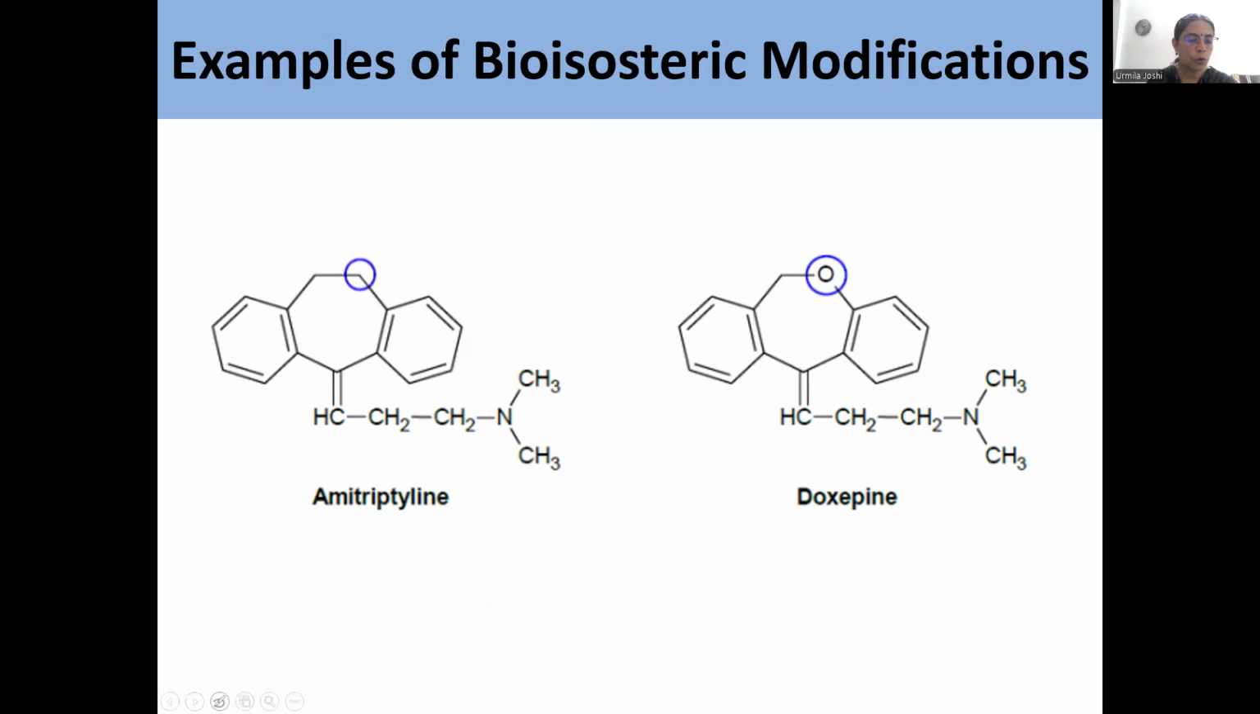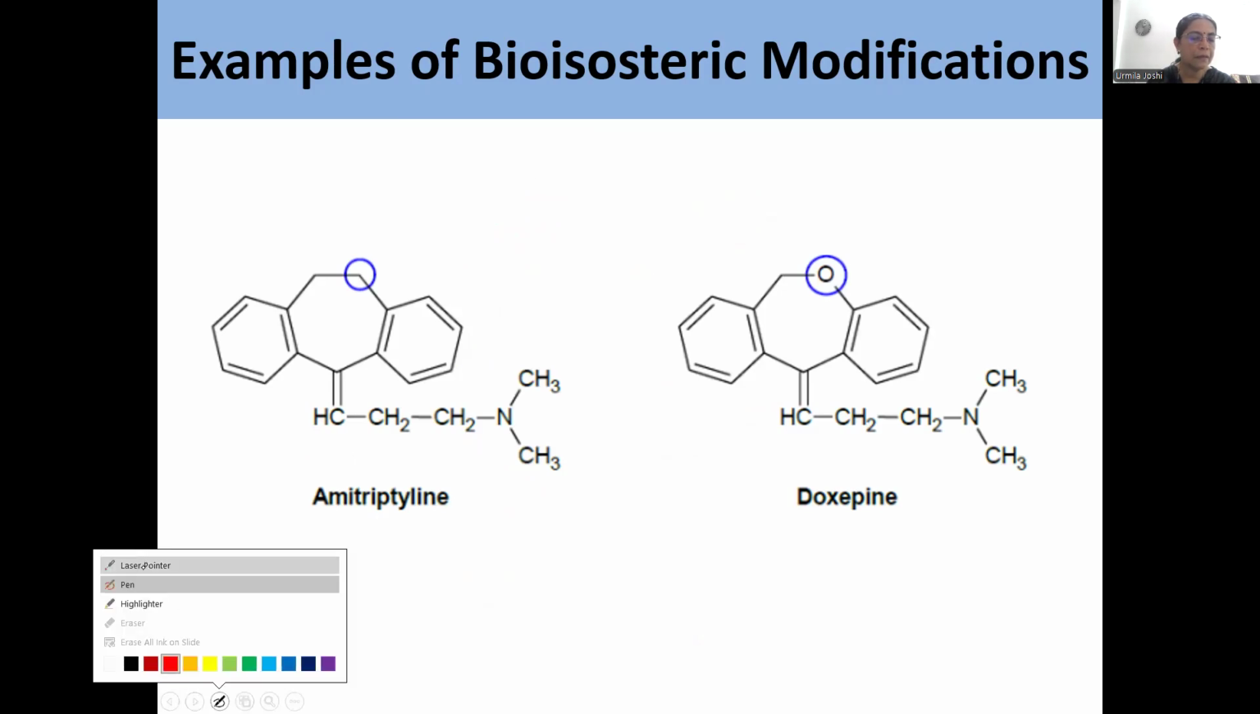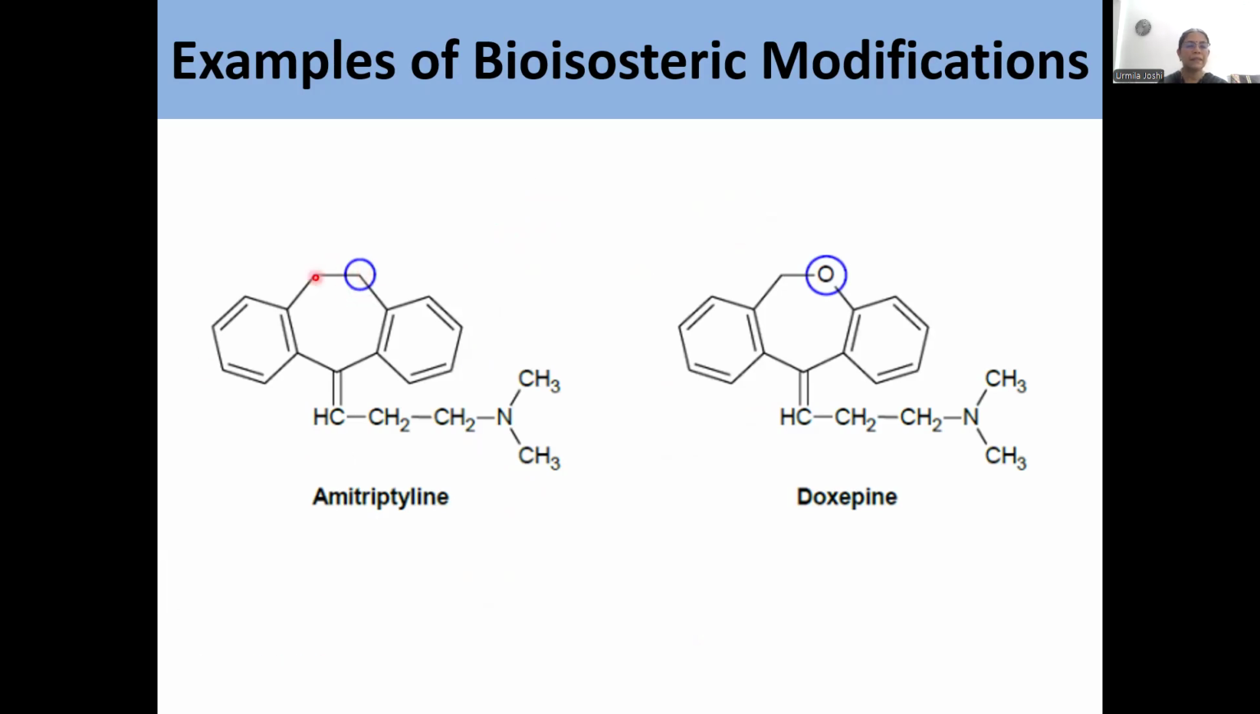Now have a look at amitriptyline, which has a CH2 over here, a classical bioisosteric replacement, CH2 by O. Amitriptyline was converted to doxepin. The rest of the structure is the same, and this could avoid some of the metabolism problems.